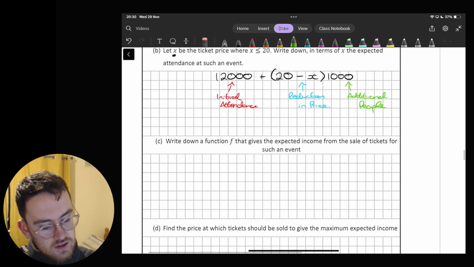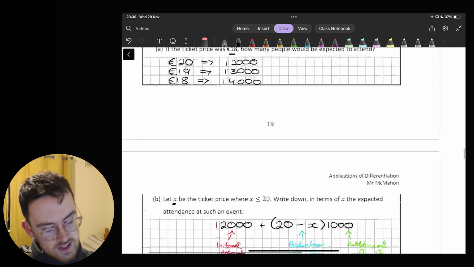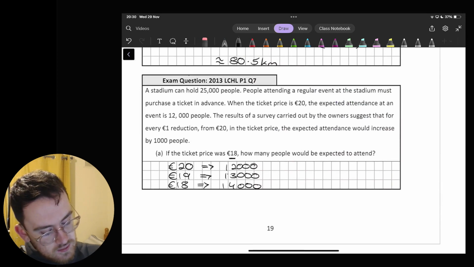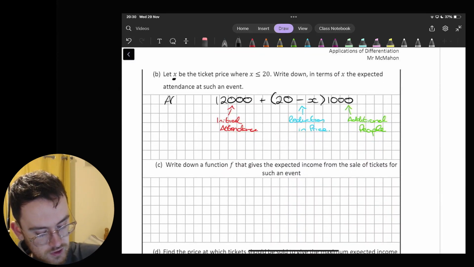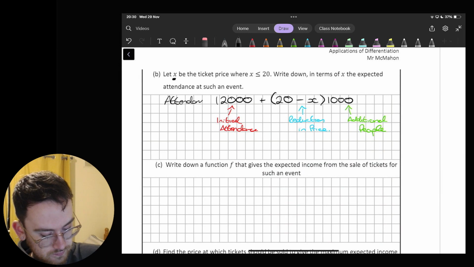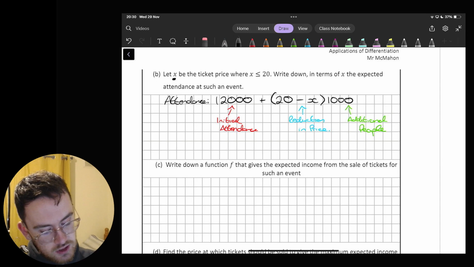Okay, writing down a function in f that gives the expected income from the ticket sales at such an event. Well, let's look and see. When the ticket price is €20, we get that expected attendance. If we reduce it by 1 from €20 in the ticket price, the expected attendance would increase by 1,000 people. So if this is my attendance, then to get the earnings or the income that I would make from that, I would need to multiply this attendance by the price. So let's first start by simplifying the attendance formula if we can.